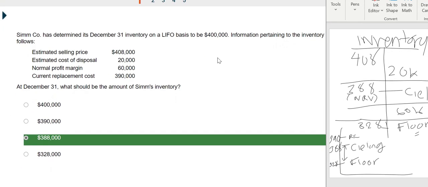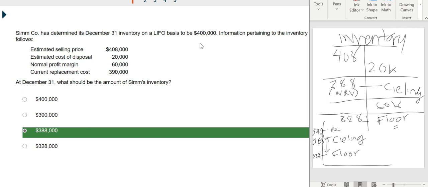All right, so here we have an inventory question, and what they're asking us is pretty much what is the company's year-end inventory. The way to determine these types of questions is you first have to know how to calculate the ceiling and also how to calculate the floor.